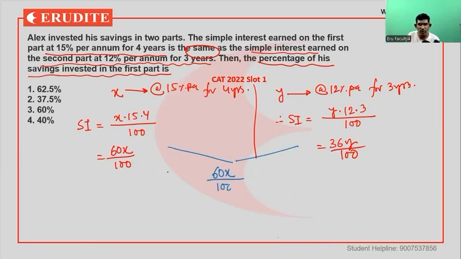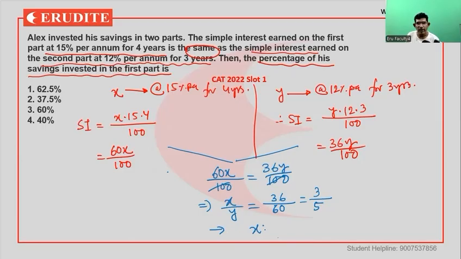So 60X upon 100 equal to 36Y upon 100. So from this, simply I can cancel 100. So what is X upon Y? So I get the ratio of the two parts, which is 36 upon 60. If I divide by 12, it will be 3 by 5. So X is to Y, or the ratio of the two parts, is 3 is to 5.